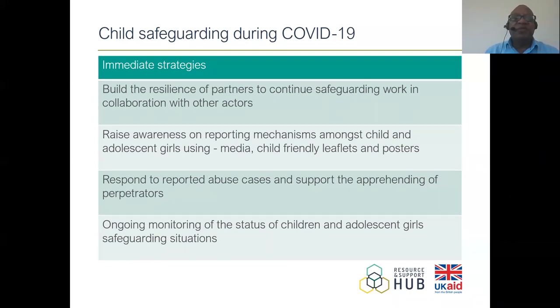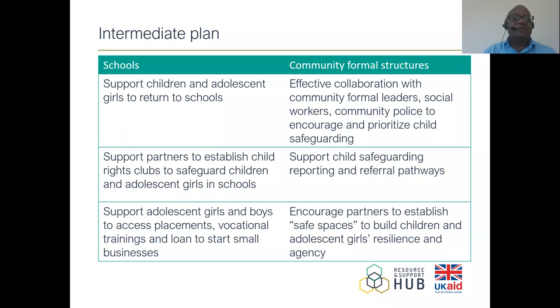We want them to respond to reported abuse cases and support the apprehending of perpetrators by working with the police and community structures. We're also encouraging our partners on ongoing monitoring of the status of children and adolescent girls' safeguarding situation. As an intermediary measure, next, we're looking at working with schools and community formal structures.